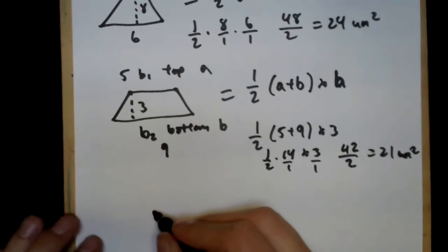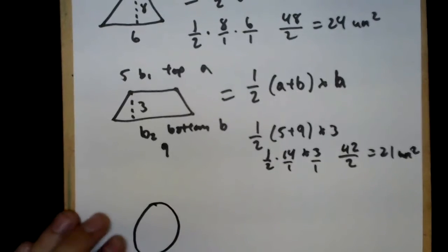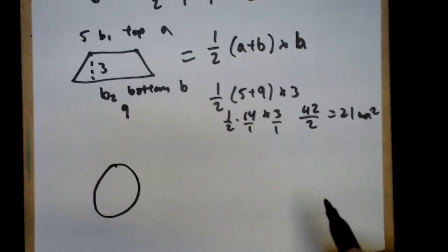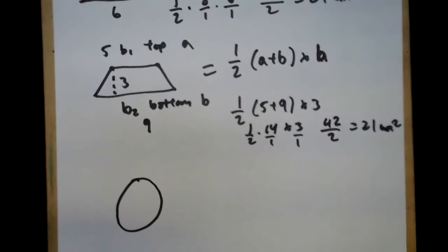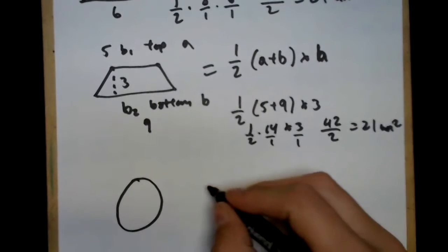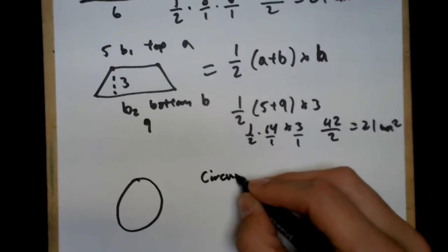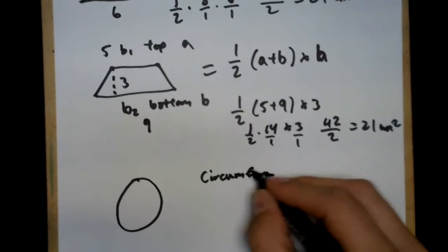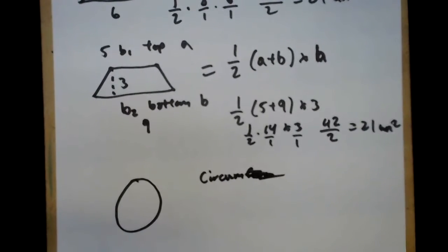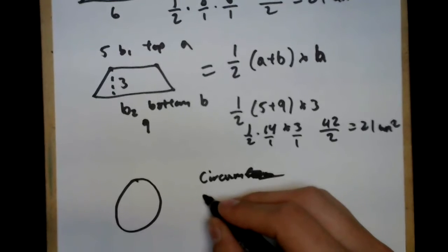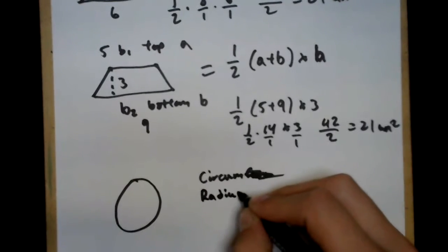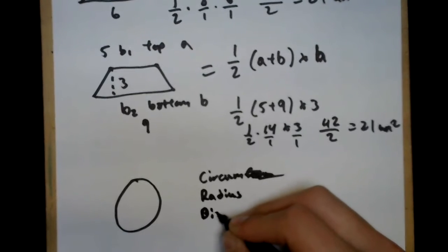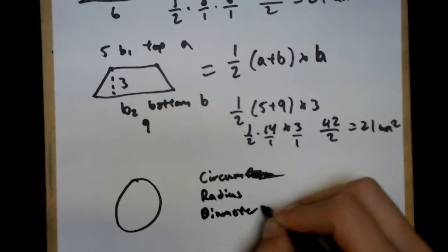Now let's see if I can draw a fancy circle. That's circular enough. Circle. There's a lot involved with a circle that they'll do. You have to know the circumference, circum for short. I can't spell. You have to know radius, diameter, area.